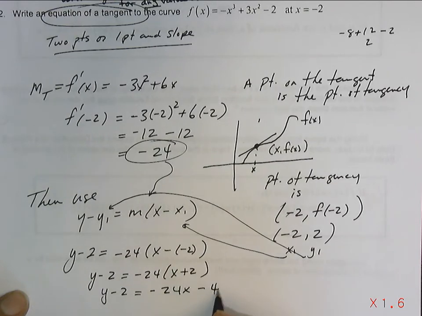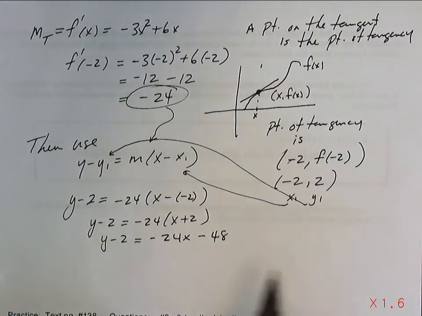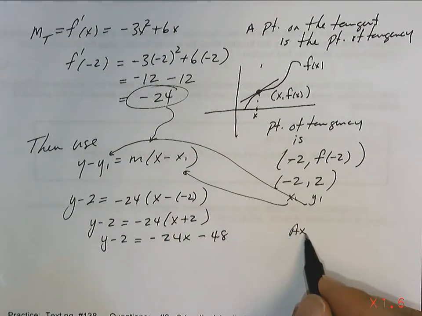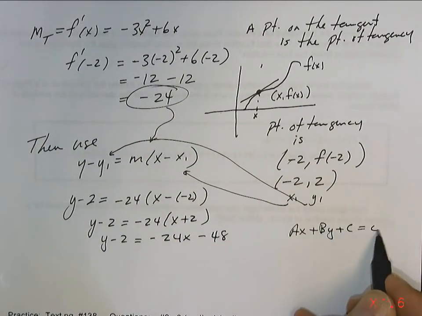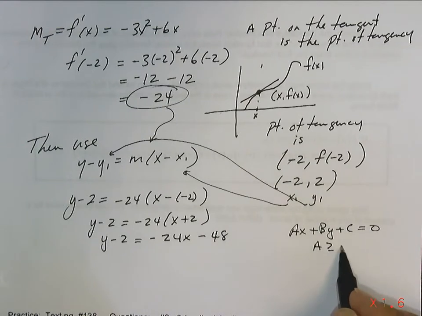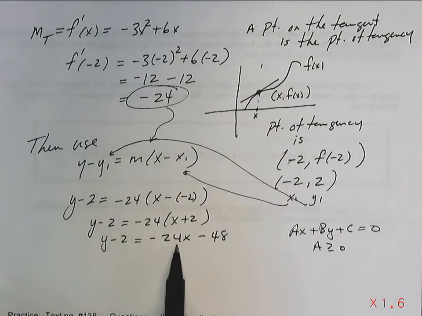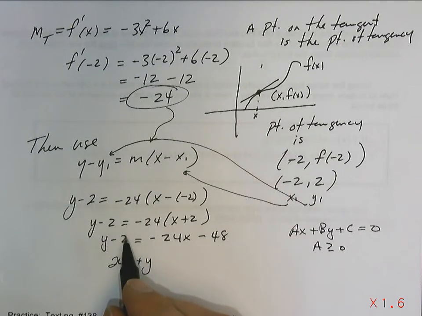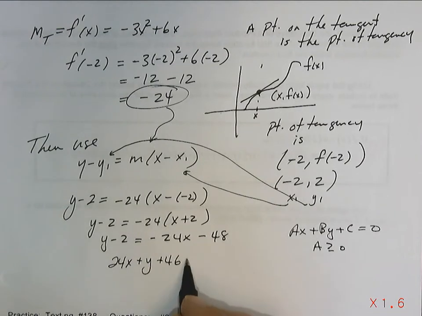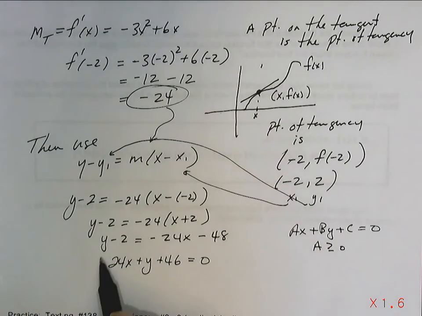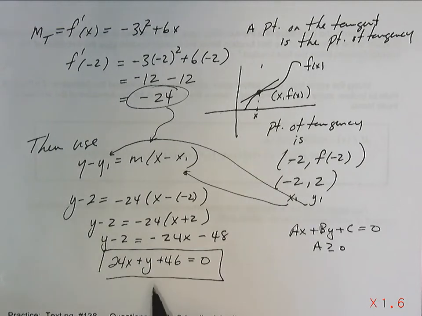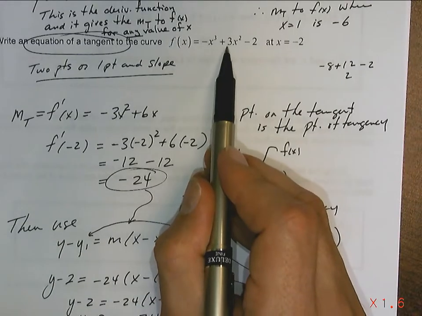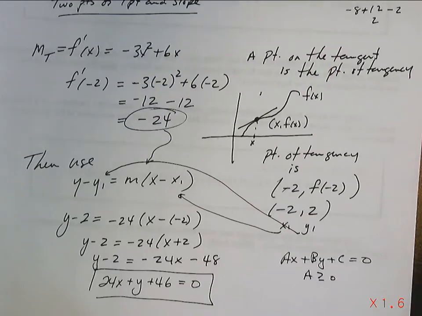Y minus 2 equals negative 24x minus 48. Because I want it in standard form, and we've talked about what standard form is, ax plus by plus c equals 0, where a is greater than or equal to 0, I'm going to bring this puppy over here. So it's going to be positive 24x plus y. Bring that over, it's going to be positive. So it's negative 46. Positive 46 equals 0. This, ladies and gentlemen, is the equation to the tangent line of this curve when x equals negative 2.